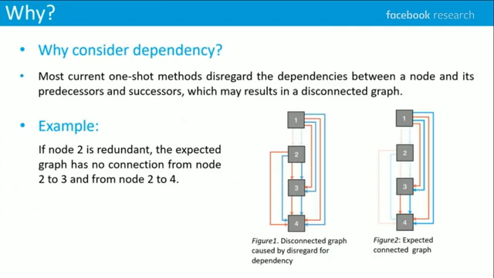When designing the search space, we found that most one-shot methods disregard dependency between nodes, which may result in a disconnected graph.